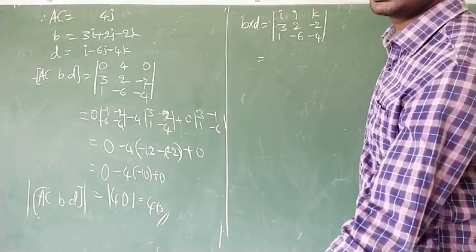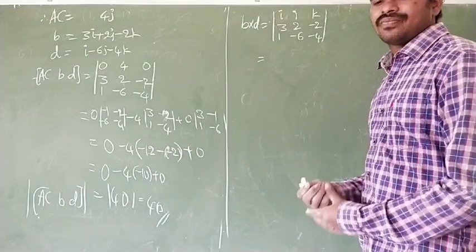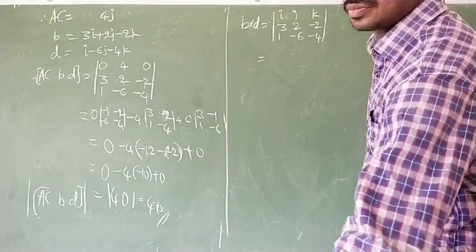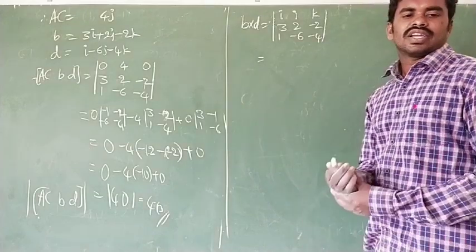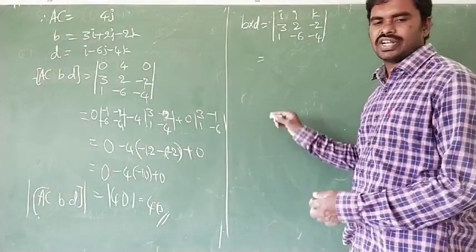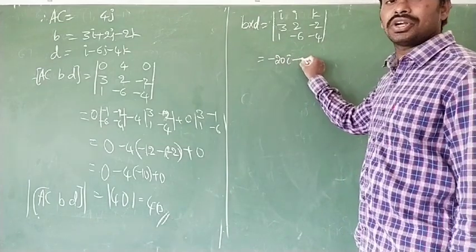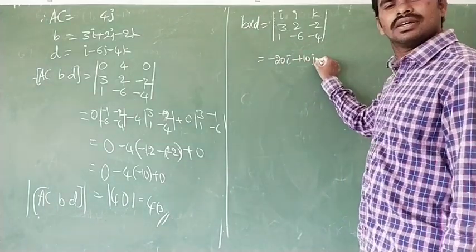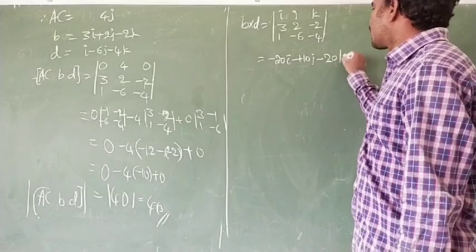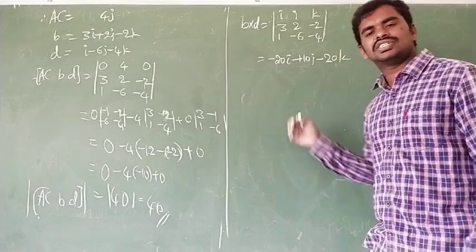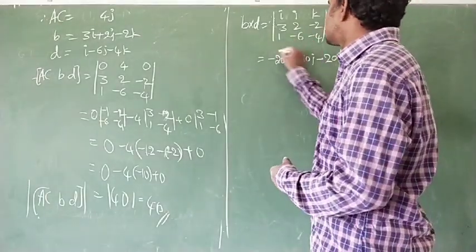You simplify, I will tell you your answer. Do it. Okay, what are we getting? Yes, very good: minus 20i, plus 10j, minus 20k. Important question. You just pause the video and do it. You can verify it. So simplify this, we get this one.